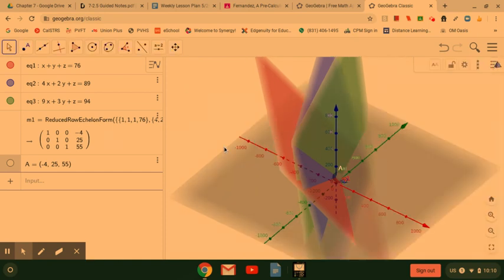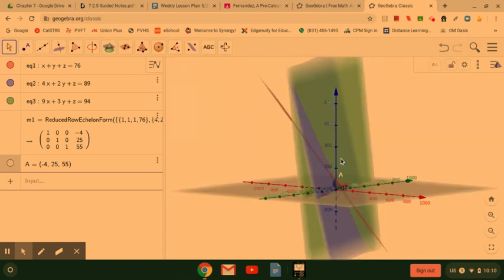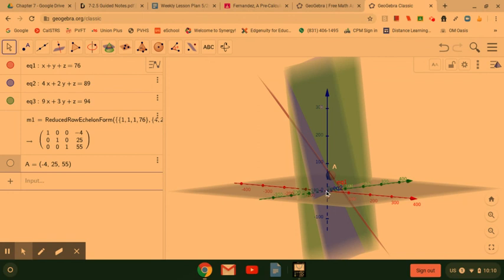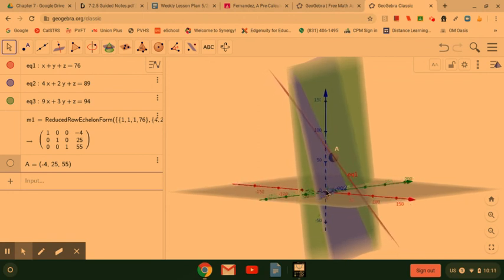Okay, so now let's look and see. This is what it means to solve a system of three equations. Just like when you solve a system of two equations, let's say you're solving a system of two linear equations. If you draw the lines, that point where they intersect means that's where they're the same. That's the solution, where they're all the same.